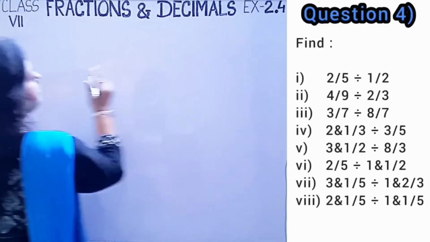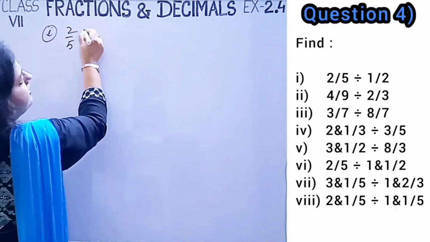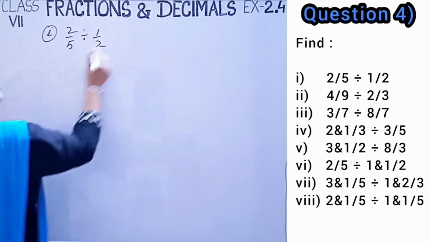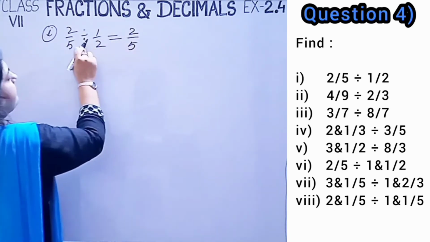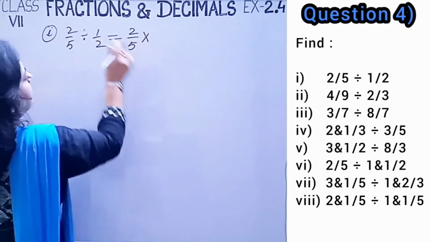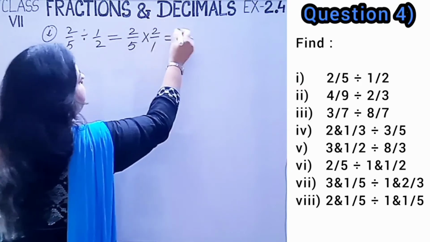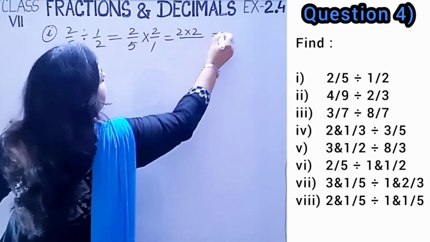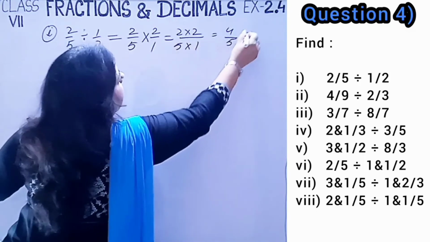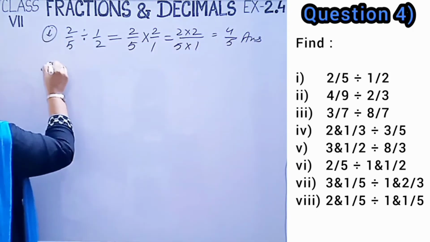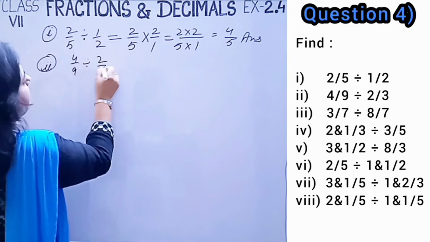Question number 4, find. So first part, 2 upon 5 divided by 1 upon 2. The first step, 2 upon 5, the sign will change to multiply, and 1 upon 2 will become 2 upon 1. So 2 2s are 4 and 5 1s are 5. Answer.